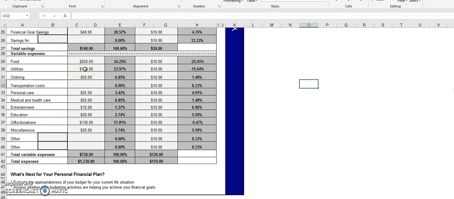There's my $250 in food. That'll vary maybe from month to month, but generally I'm going to average about $250 a month in food. My utilities are going to average about $175. I'm planning to spend about $50 a month on clothes. I don't really have any additional transportation costs, so I don't put anything there for a budget. I'm probably going to spend about $25 a month on personal care. I can expect $50 a month in medical costs.